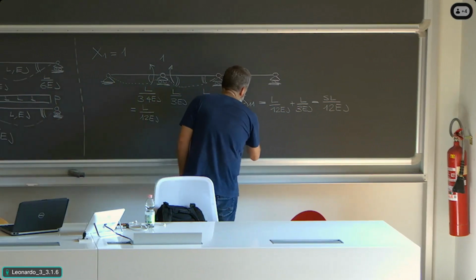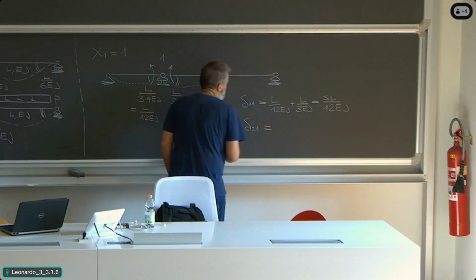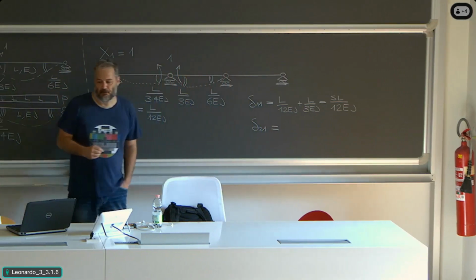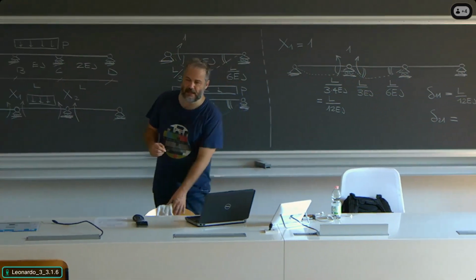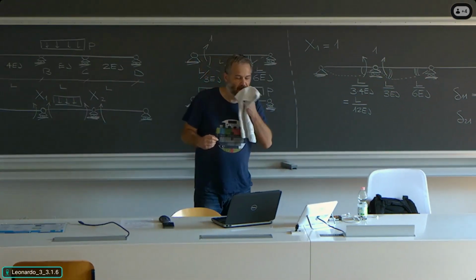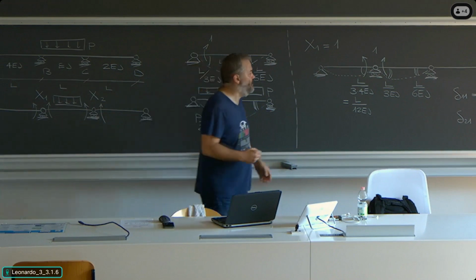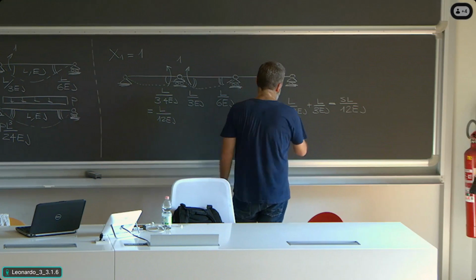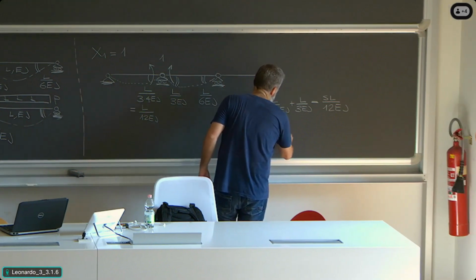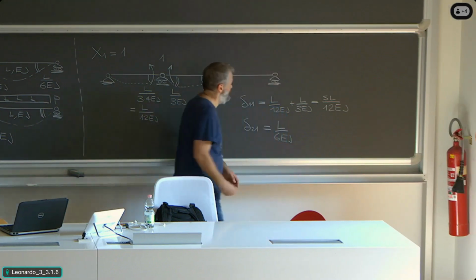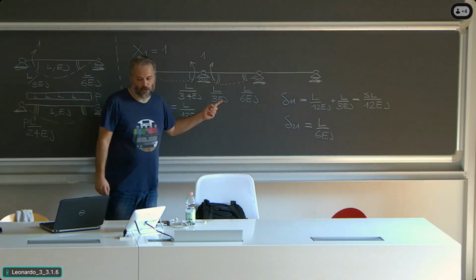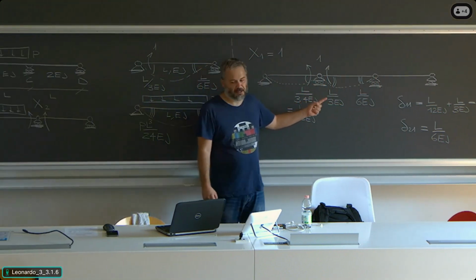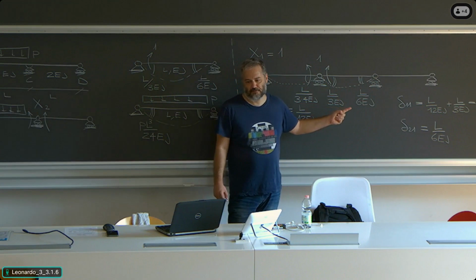And delta 2,1, which is the rotation at the second point where an unknown is present, is simply the value of the total relative rotation between the second and the third span, so L divided by 6 EJ. Okay? I will stay here close to the solution so everybody can see it. Okay?